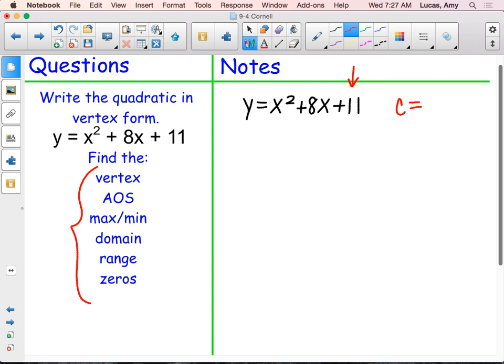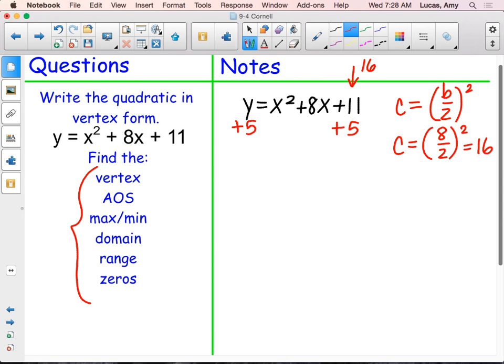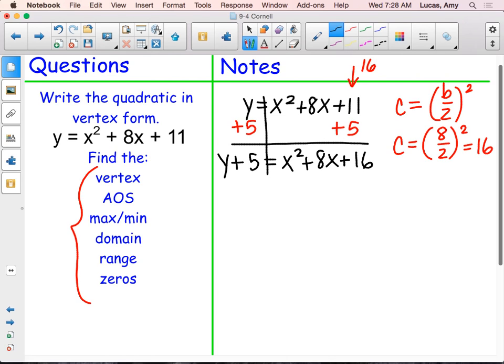So c has to equal b divided by 2 squared. The value that we have in this quadratic for b is 8. 8 divided by 2 is 4. 4 squared is 16. So we need this number to be a 16. In order to get it to 16, I need to add 5. Since it was already 11, now on the left-hand side I have y plus 5, and on the right-hand side I have a perfect square trinomial. That perfect square trinomial can be written as x plus 4 squared.